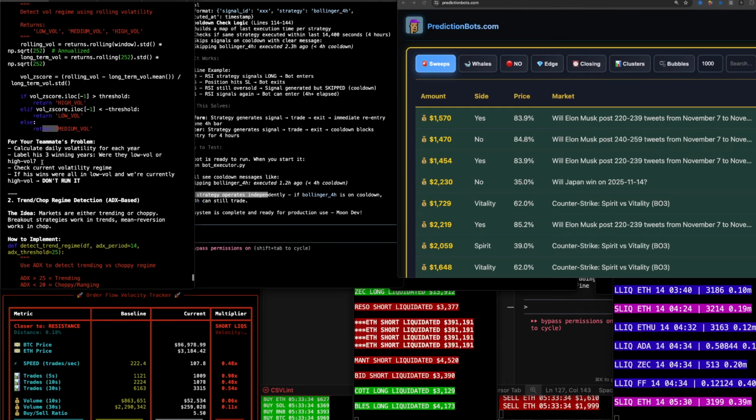For your teammate's problem, calculate daily volatility for each year. Label his 3 winning years. Were they low vol or high vol? Check the current volatility regime.